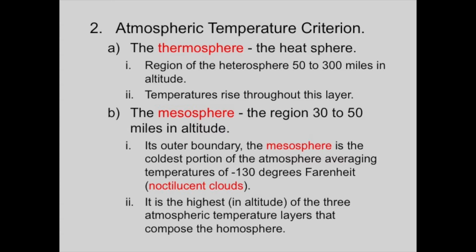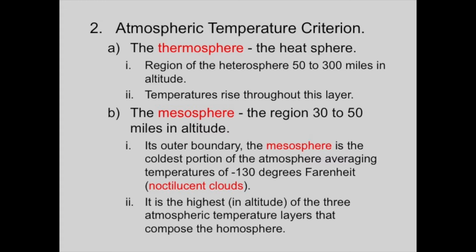The next layer, just below the thermosphere, is the mesosphere. This is an area that exists between 30 and 50 miles in overall altitude. Its outermost boundary, the mesopause, is the coldest portion of the atmosphere, in this case averaging temperatures of 130 degrees below Fahrenheit. When we look back at our chemical composition criteria, we realize that this mesosphere is actually the highest portion of the homosphere.